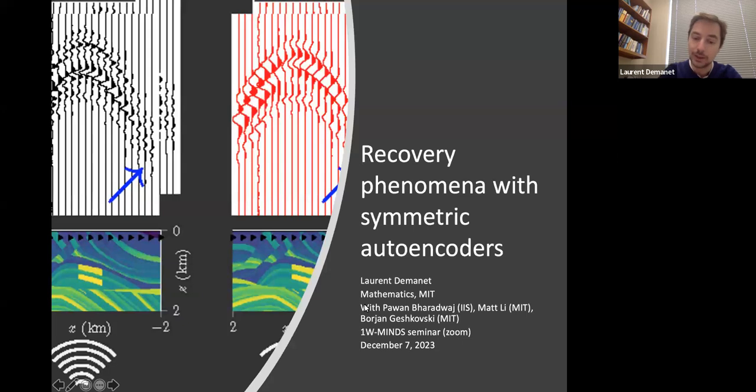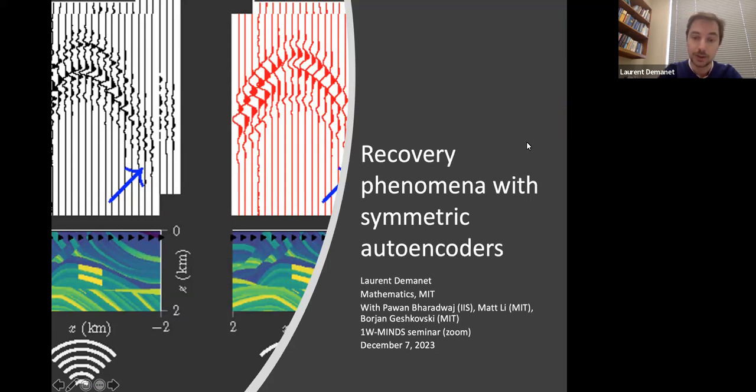I love that. First of all, let me acknowledge my collaborators on whatever I'm going to show you here. The topic of symmetric autoencoders has kept us busy for a few years, and this is the work of Pawan Bharadwaj, who was a postdoc in my group and is now on the tenure track at IISc in Bangalore. Matt Lee was a graduate student in my group, is now a postdoc with Youssef Marzouk and is still at MIT. And Borjan Geshkovski, who's currently a postdoc with me at MIT, and will start a tenure track position in France in a couple of weeks.